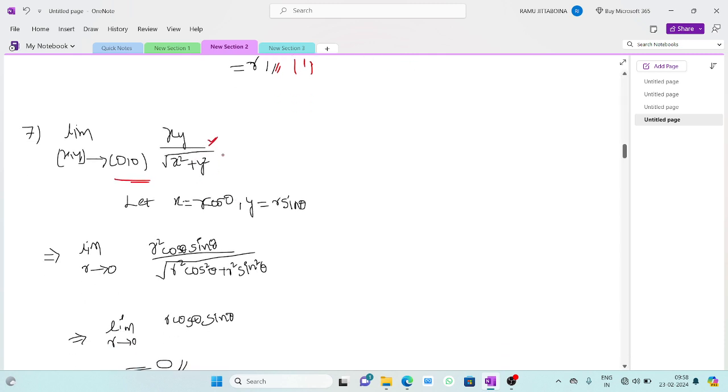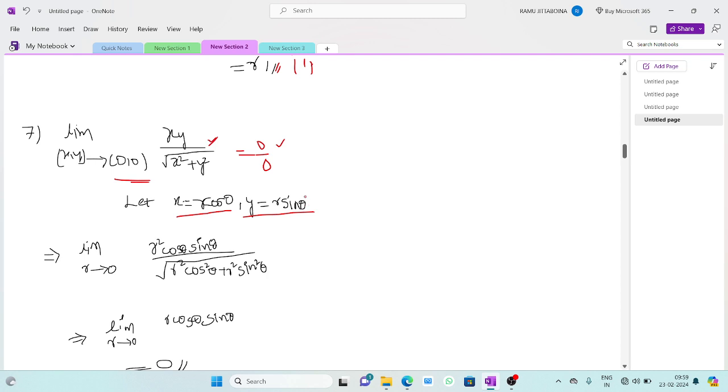So you can do it by two methods. If you apply the limit directly in place of x and y, we will get the 0 by 0 form. We already proved L'Hospital's rule: whenever this type of case arises, we just differentiate the numerator and denominator once. You can do it that way also. So what I did, I simply took x is equal to r cos theta and y is equal to r sin theta.